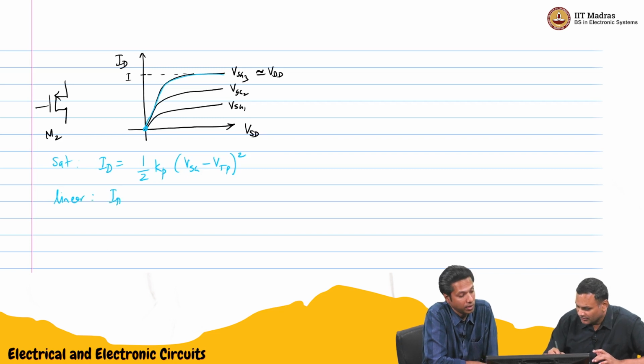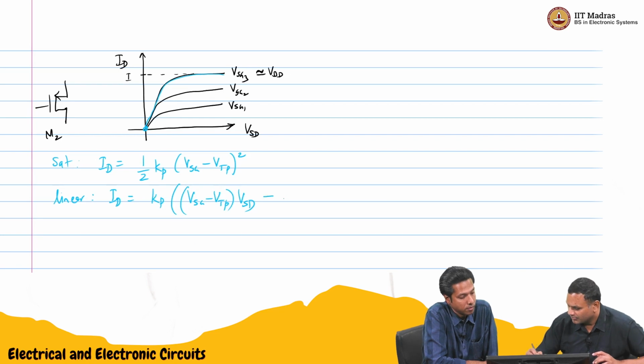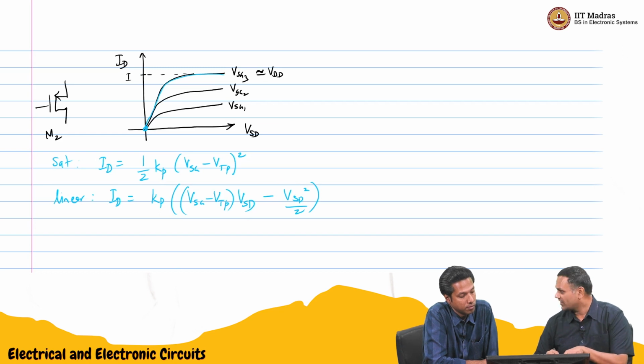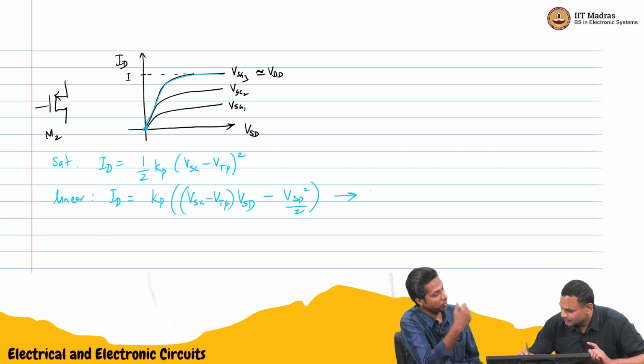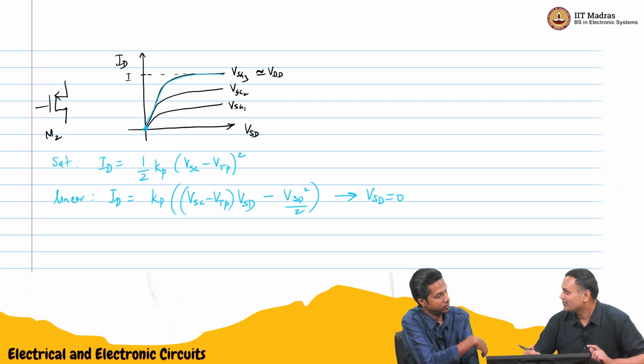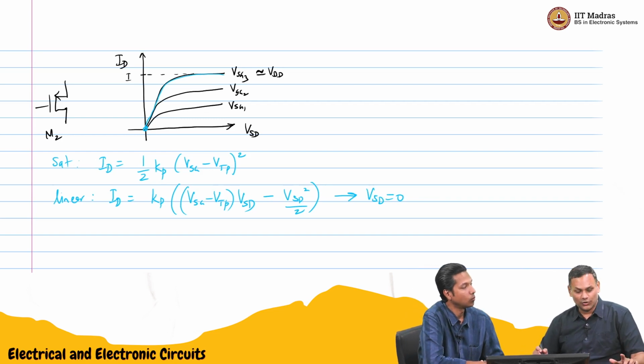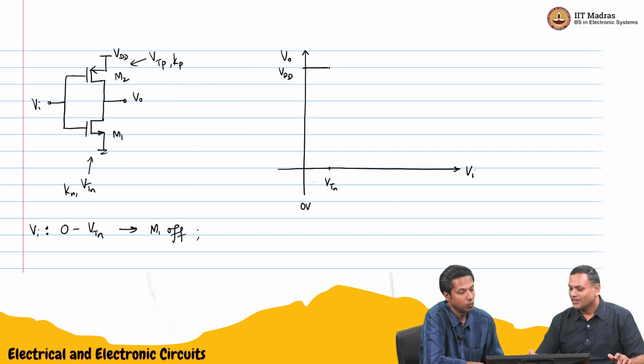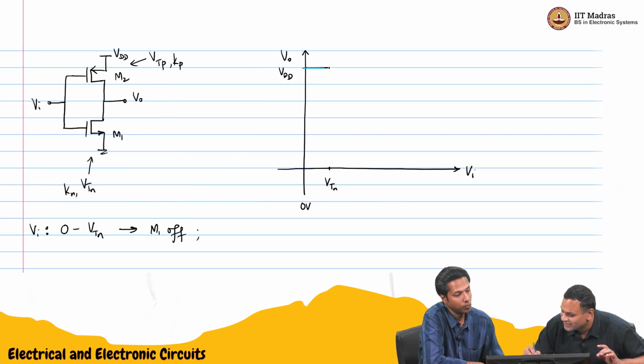So this is Kp into VSG minus VTP into VSD minus VSD squared by 2. In fact, we know the current is 0. The only possibility is VSD is 0. So that means it will be VDD itself. That means it has to be VDD. So until the NMOS is off, the output has to be at VDD. So our initial thought process that it is flat is correct.